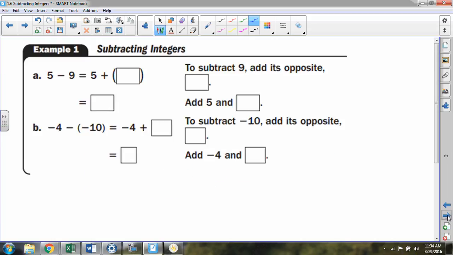Okay, so let's continue. 5 subtract 9. What's the opposite of 9? Okay, so we have got negative 9. And then we've got addition. 5 plus negative 9 equals a total of negative 4.